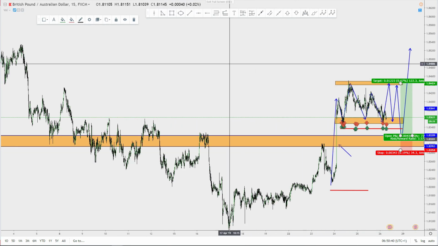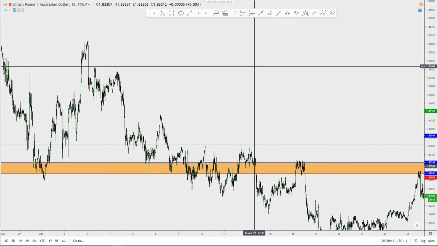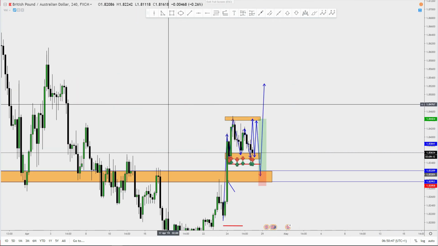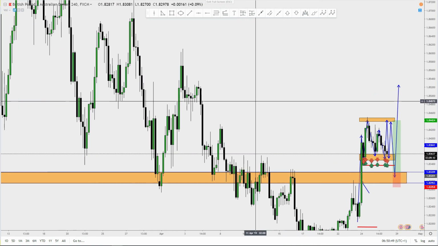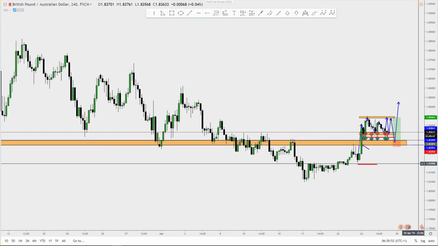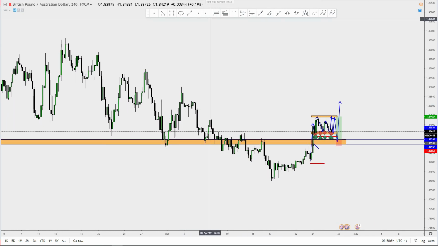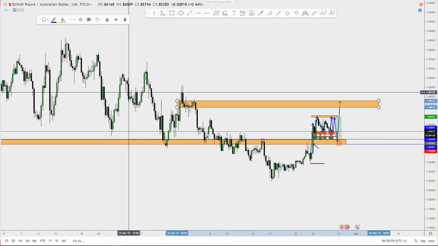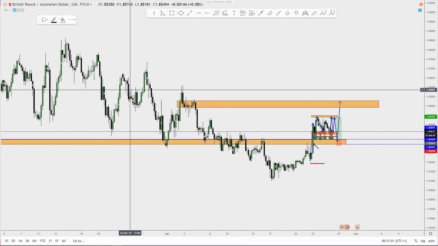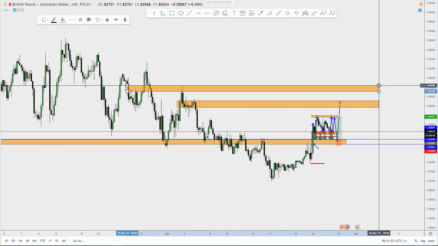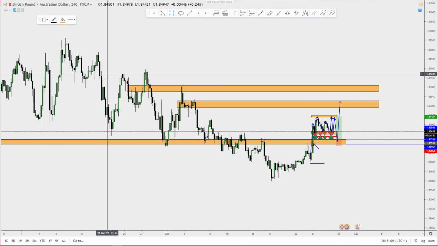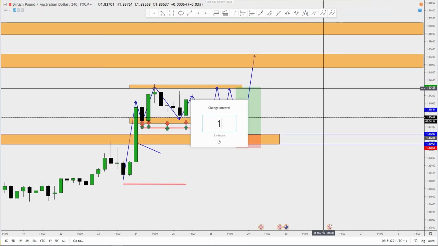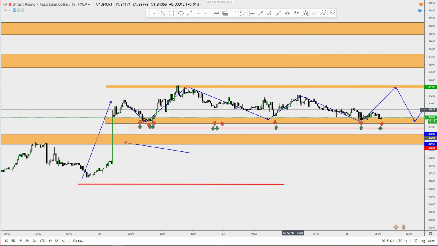And if we get a break through that level, then you can see that we do have a ways to travel, and you could potentially look certainly a bit further for a bigger target. Like I said, I'll leave targets up to you. However, this is quite a decent zone that I'm looking at.